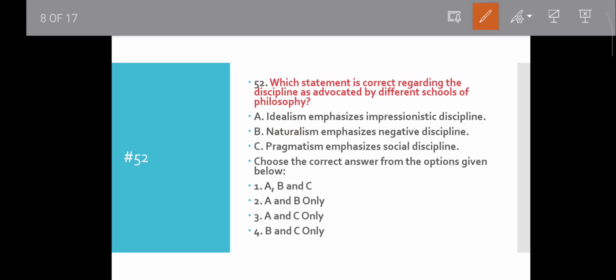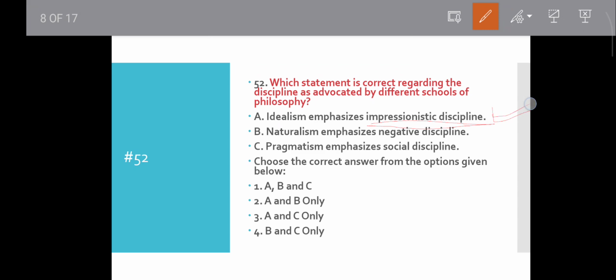Question number 52. Which statement is correct regarding the discipline as advocated by different schools of philosophy? A said idealism emphasizes impressionistic discipline. B said naturalism emphasizes negative discipline. C said pragmatism emphasizes social discipline. Which is correct? Idealism, impressionistic, or moral discipline? Yes, idealism also said it.